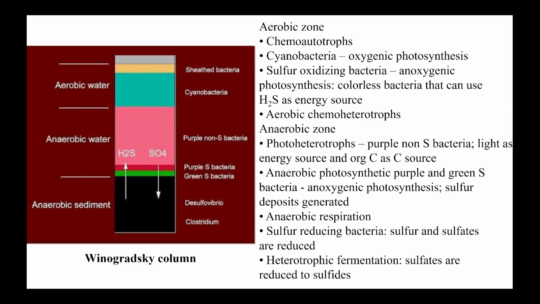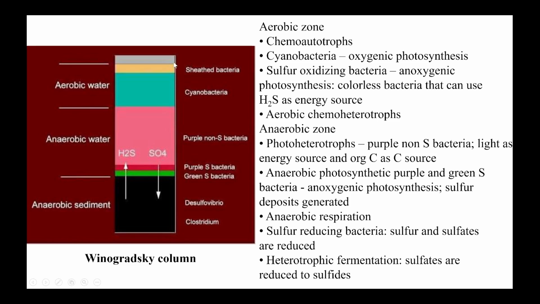Then below that, we'll have anaerobic respiration. Then below that, we'll have the sulfur reducing bacteria. Sulfur and sulfates are reduced. And then at the bottommost layer, you will have the heterotrophic fermentation where the sulfates are reduced to sulfides. Okay. And these are some examples of the bacteria that are present in the column.